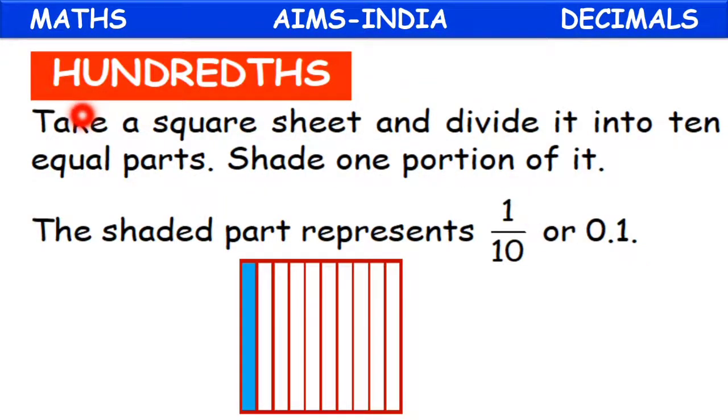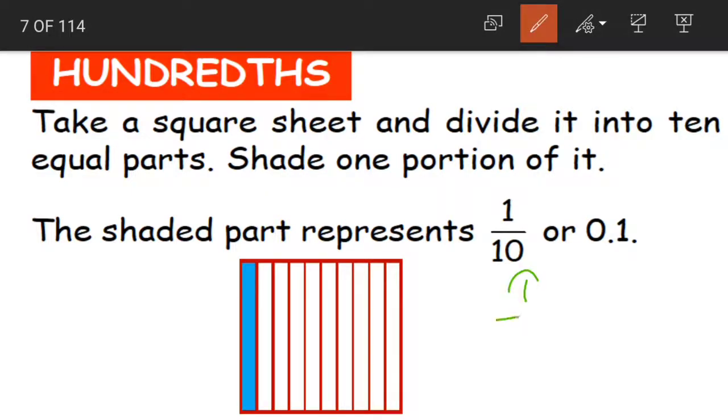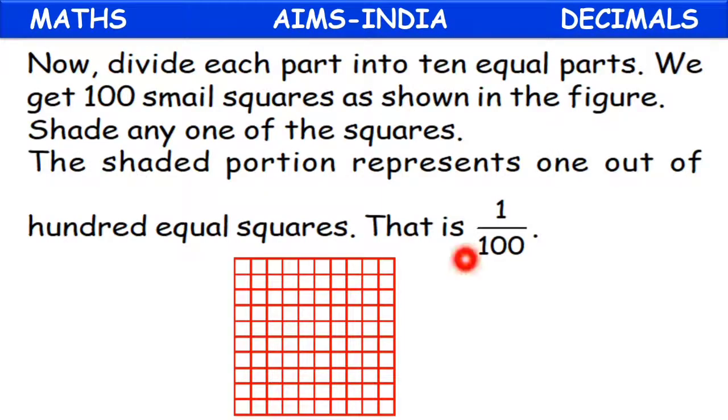Next we have hundredths. Take a square sheet and divide it into 10 equal parts. Shade one portion of it. The shaded part represents 1 by 10 or 0.1. Yes, this 1 by 10 is nothing but the tenths. This is what we know.